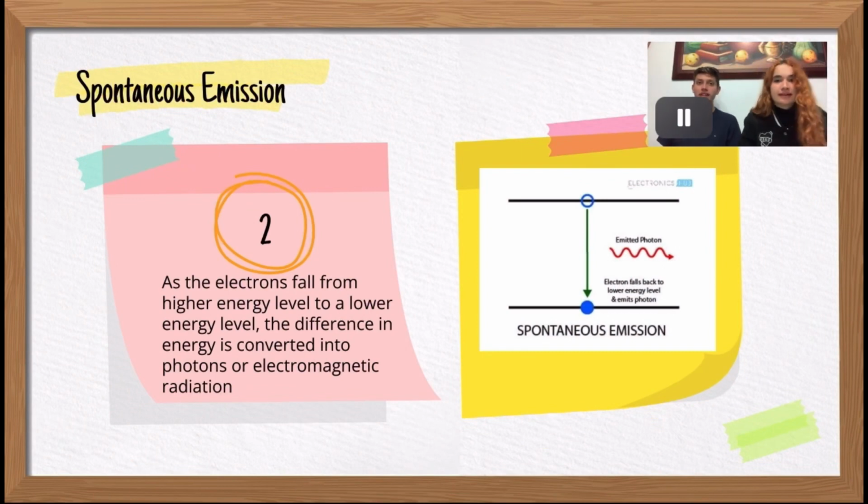Second, spontaneous emission. As the electron falls from a higher energy level to a lower energy level, the difference in energy is converted into photons or electromagnetic radiation. At the right, we can find the example of this spontaneous emission.